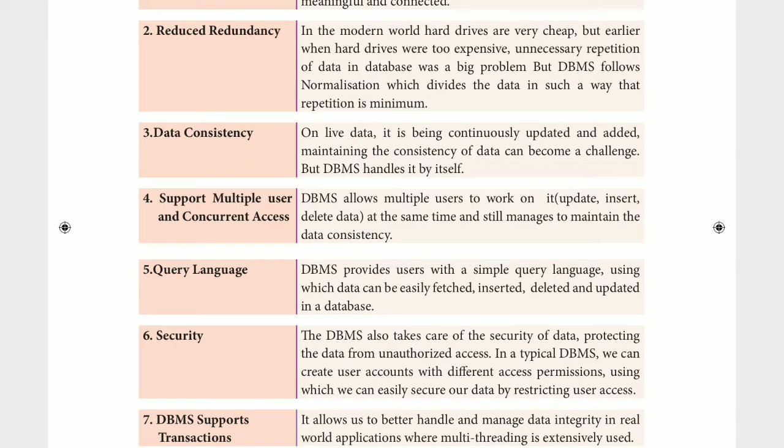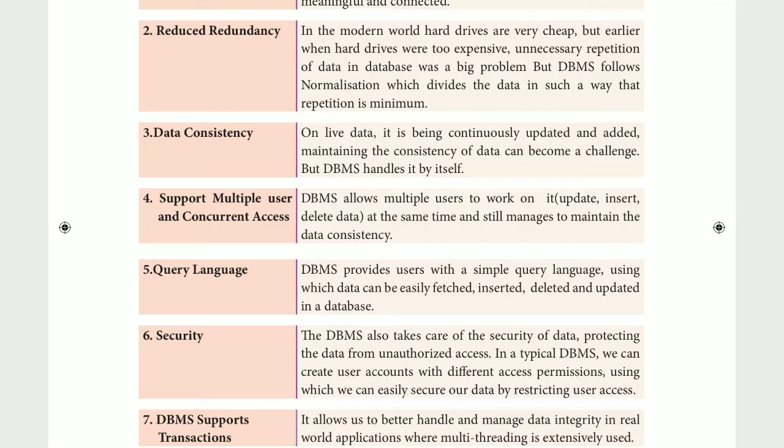Okay, so this kind of concurrent access can be supported by using this DBMS software. Then query language. Query language means it is a separate instruction like Python, SQL. Structured query language is the query language. It consists of some commands so that you can access the database just by providing the command.